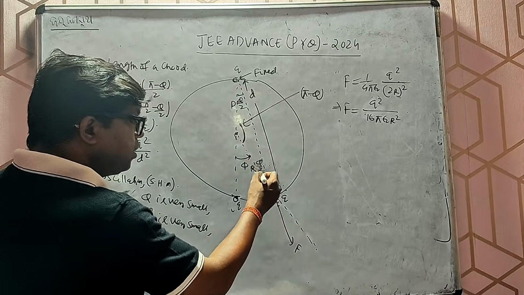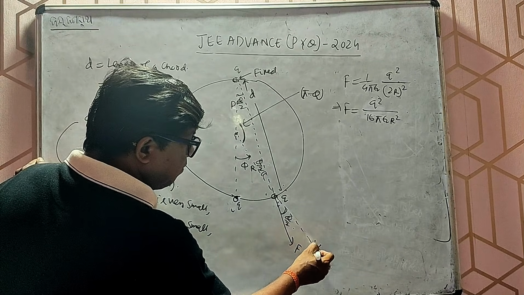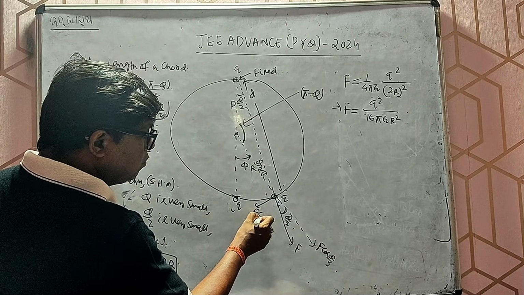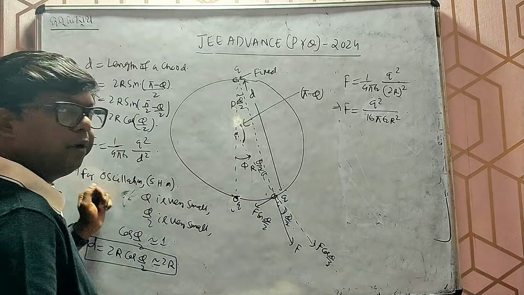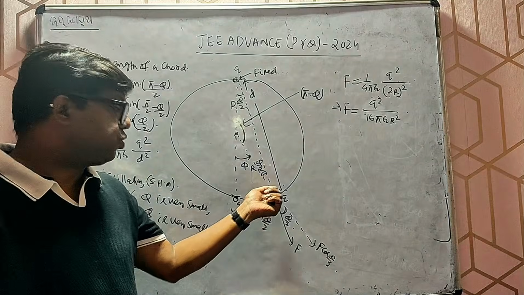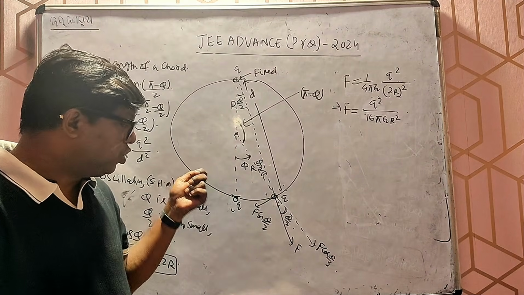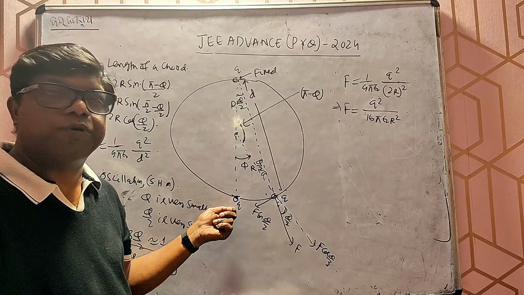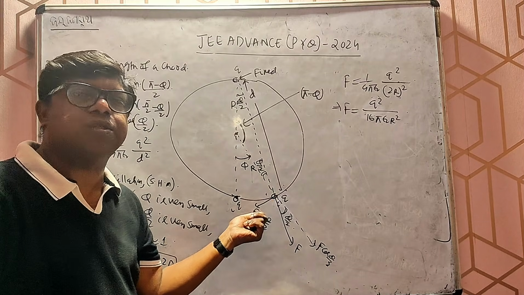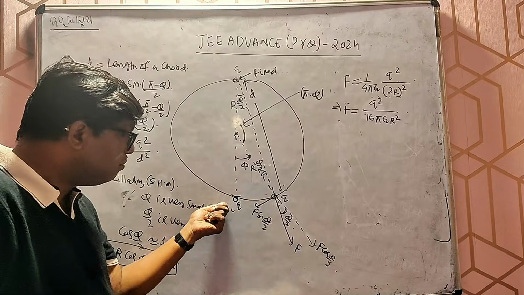This is the vertically opposite angle. This is phi by 2. This is phi by 2. So this is f cos phi by 2. This is f sin phi by 2. And this f sin phi by 2 is responsible for the restoring force. Whenever the charged particle initially placed at the equilibrium position is slightly displaced, F sin phi by 2 acts as a restoring force, bringing it back to the equilibrium position.